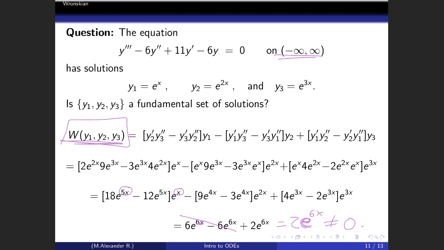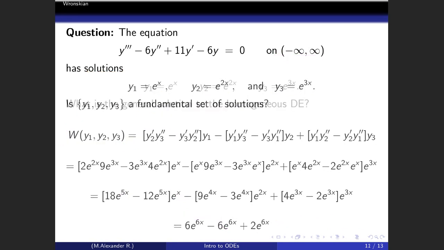So what does that tell us about the collection of three functions, y1, y2, y3? It means that they are linearly independent. And we just said that they are solutions. So if you know that the three functions are solutions and that they are linearly independent, then you can conclude that the collection is a fundamental set of solutions. So there is a lot of terminology here: solutions, linearly independent, and the fundamental set of solutions.